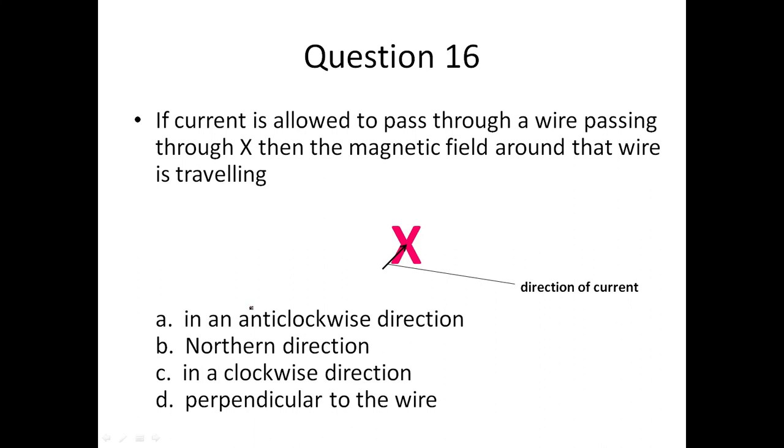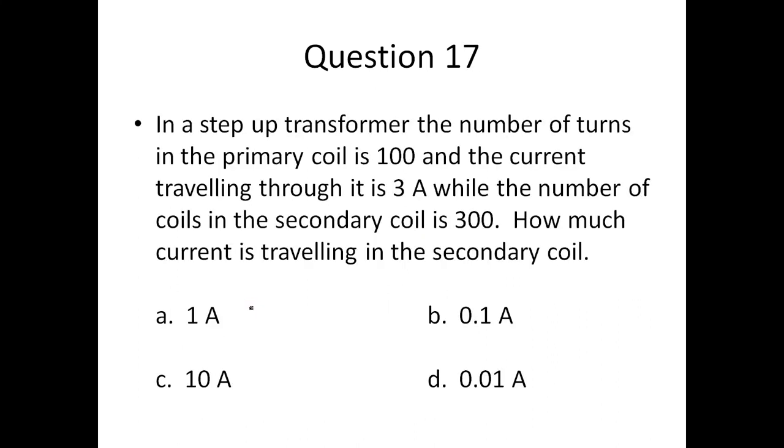Alright, question 16. If current is allowed to pass through a wire passing through X, then the magnetic field around that wire is traveling A. in an anticlockwise direction, B. northern direction, C. in a clockwise direction, or D. perpendicular to the wire. So there's the direction of the current. Figure it out.